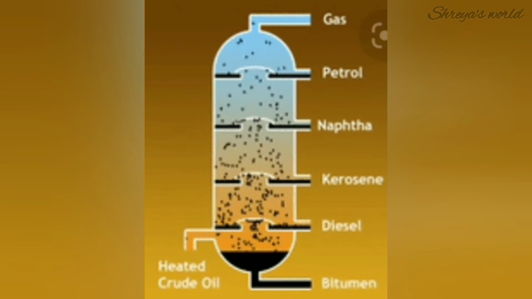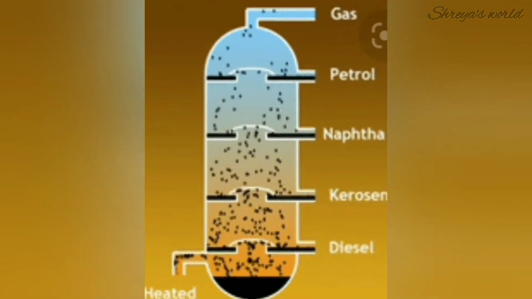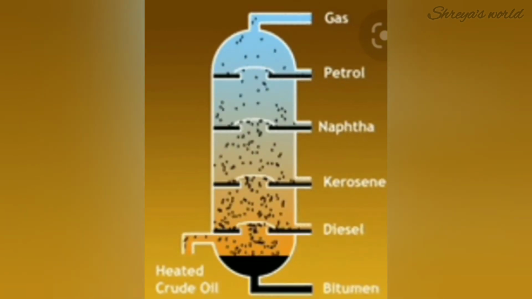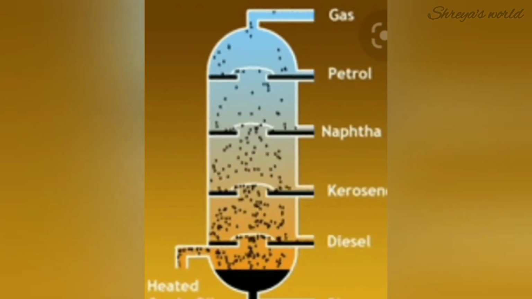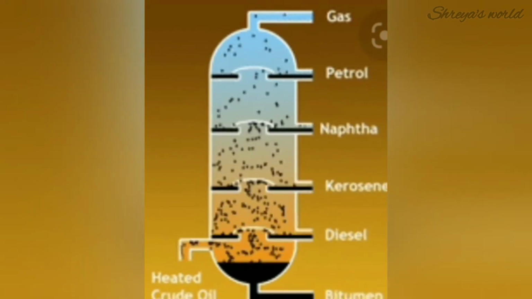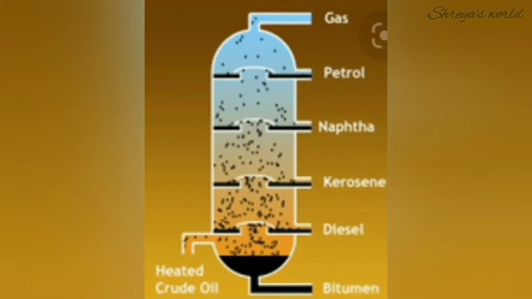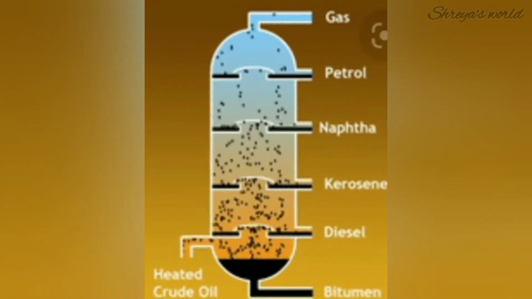So now let's talk about industrial fractional distillation. Fractional distillation is one of the popular separation techniques used in several industries. While the principle behind the process remains the same, the distillation is carried out on a larger scale. Usually, huge vertical cylindrical columns known as distillation columns or fractionating towers are used.